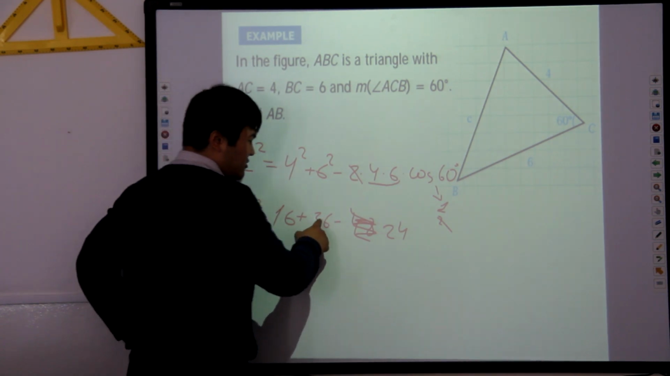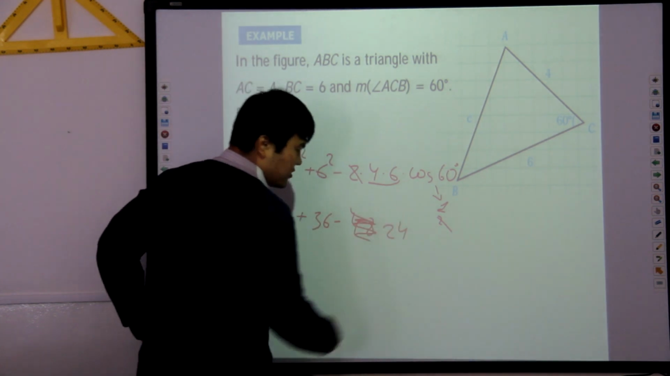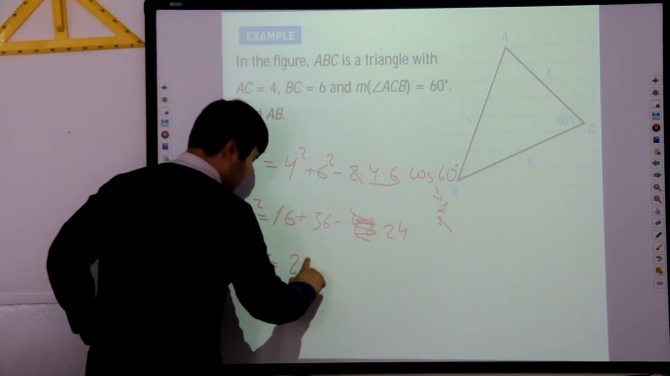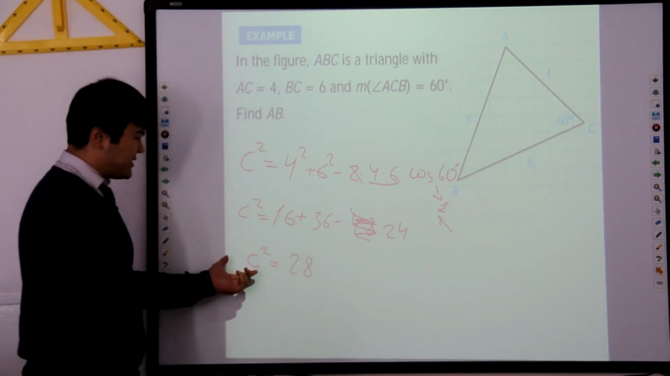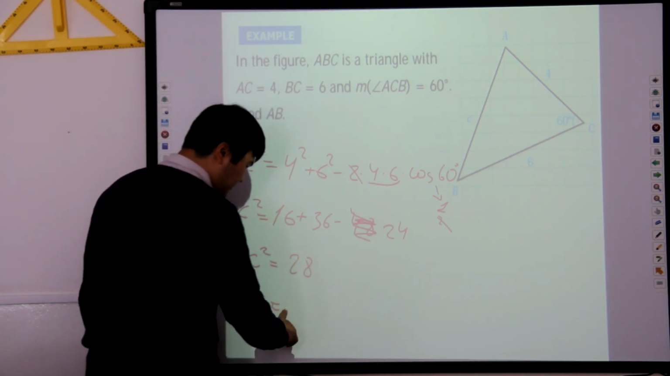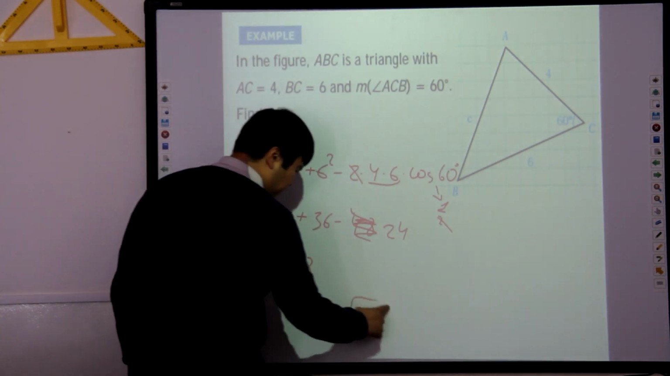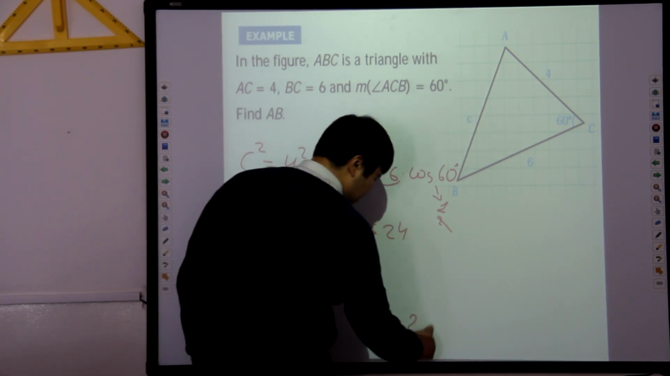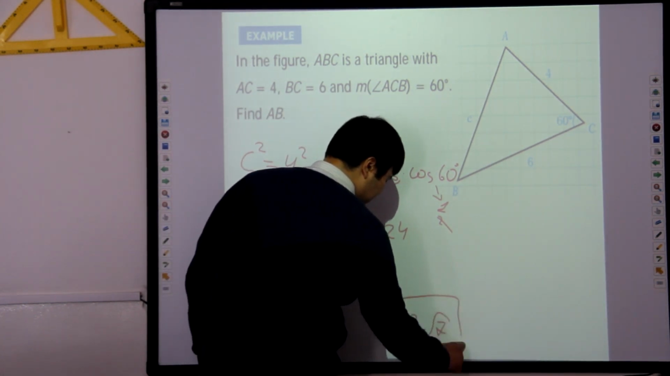The easy way is to first subtract this one: 36 minus 24 is 12. Then 12 plus 16 is 28. Now we take the square root of both sides. c is equal to root 28. That's 2 root 7, because 4 times 7 is 28. Now this is our answer.